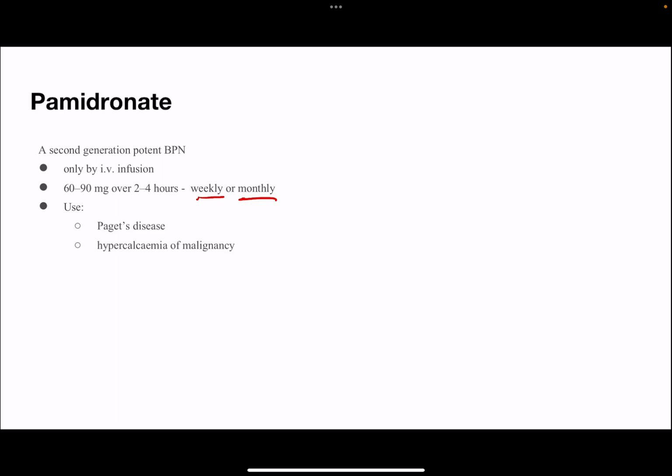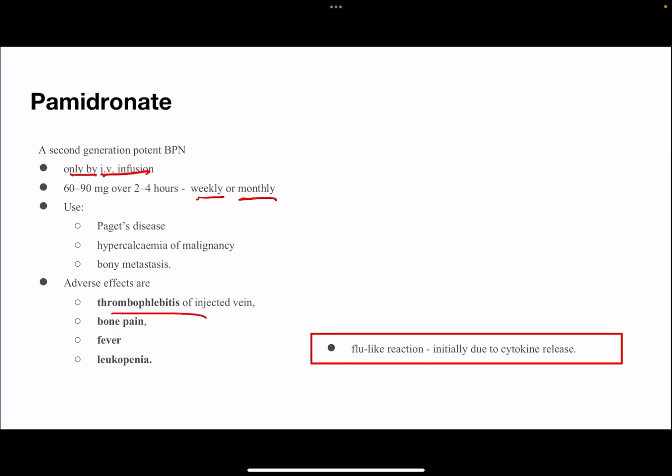So coming to pamidronate, which is given through a parenteral route, that is IV infusion, a second generation bisphosphonate. It is given through IV infusion weekly or monthly, and it is used in Paget's disease, hypercalcemia of malignancy, and bony metastasis. Adverse effects: since it is given through IV infusion, it can cause thrombophlebitis of the vein, bony pain, fever as well as leukopenia, and also flu-like reactions due to the release of cytokines in the initial part.